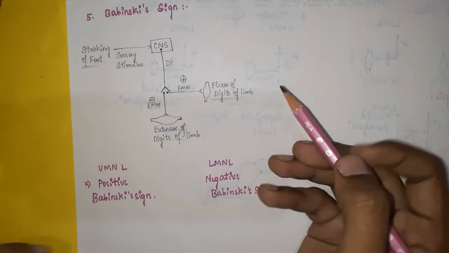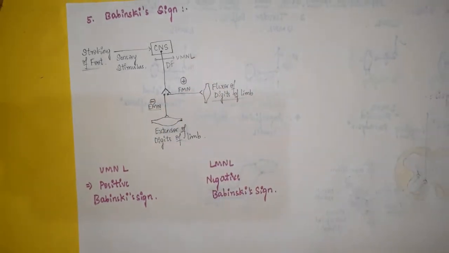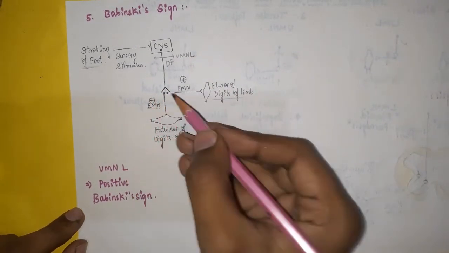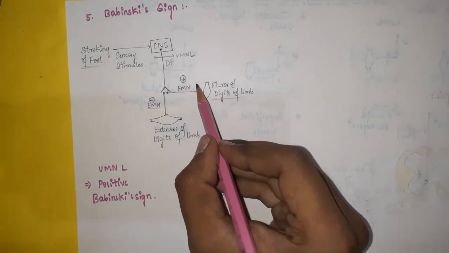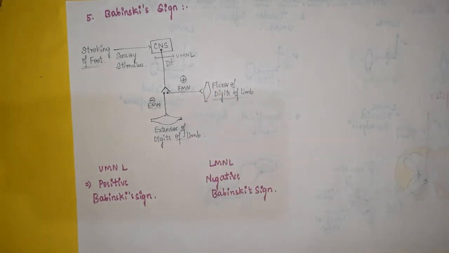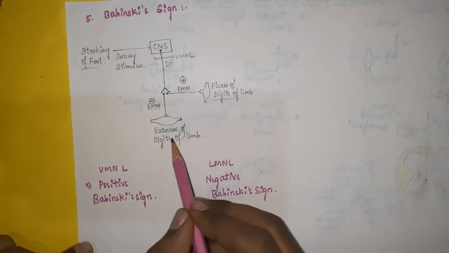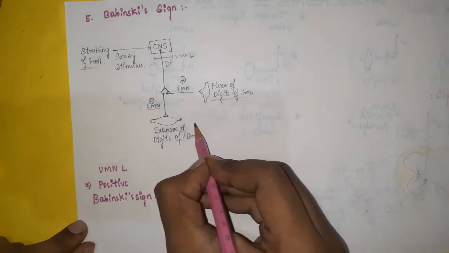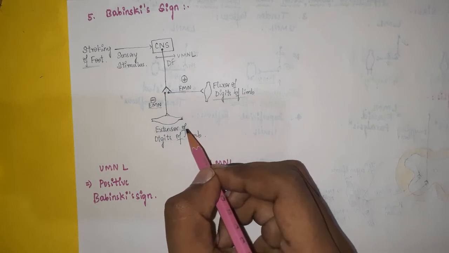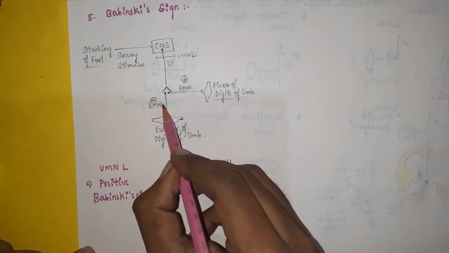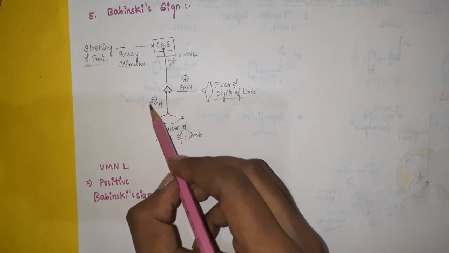If an upper motor neuron lesion occurs here, an upper motor neuron lesion, then there are no neurons to inhibit the extensor motor neuron, and there are no neurons to activate this flexor motor neuron. What happens? Flexion of digits will be depressed and extension of digits will be activated. This results in extension of digits. That means dorsiflexion of the foot because of the activation of the extensor motor neuron, because there are no descending fibers to inhibit this extensor motor neuron.